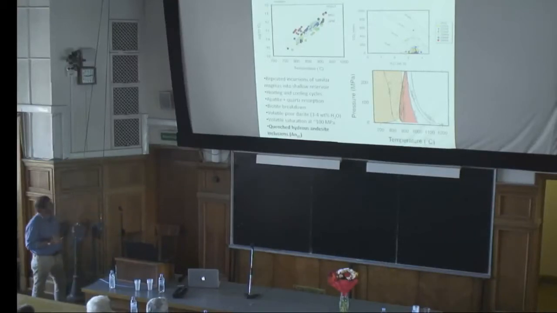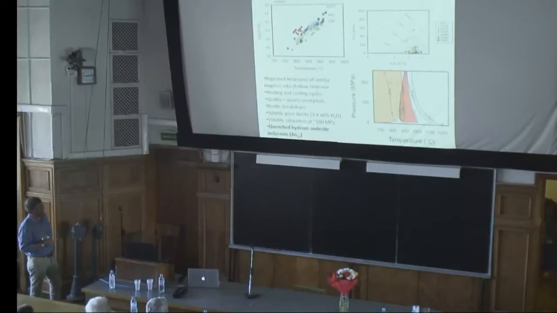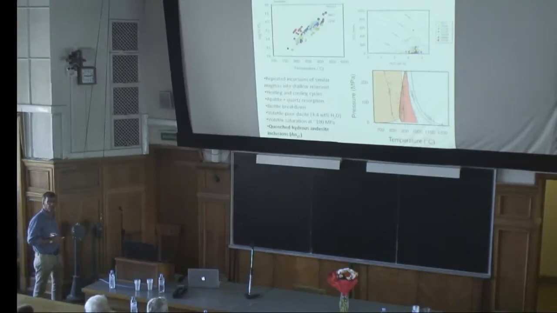The picture that emerges here is that this system at shallow level was formed by repeated incursions of dacite magmas into a shallow reservoir. There are heating and cooling cycles. Those are recorded in the temperatures of eruption, but also in the breakdown of some minerals. The dacite is rather water poor, and that may be significant in terms of the explosivity of this volcano.